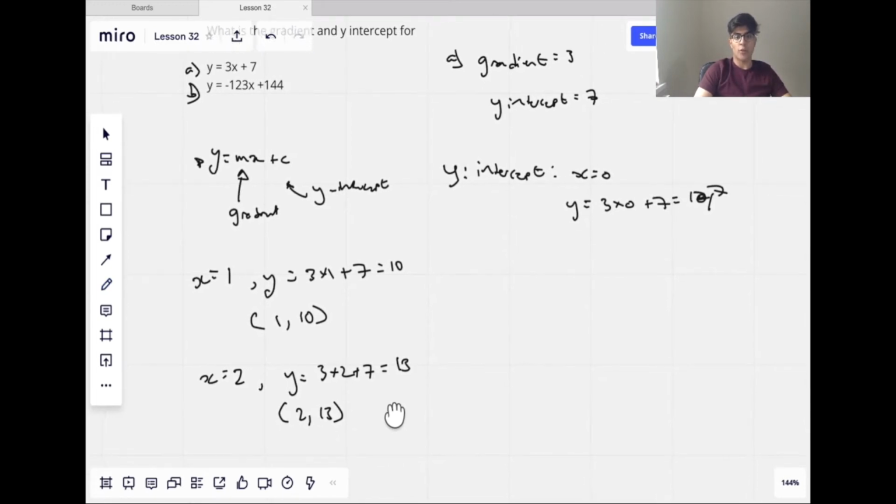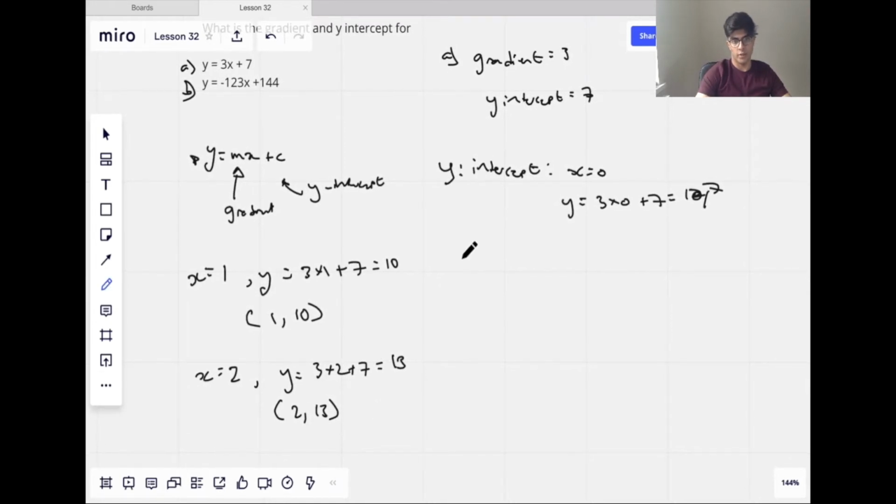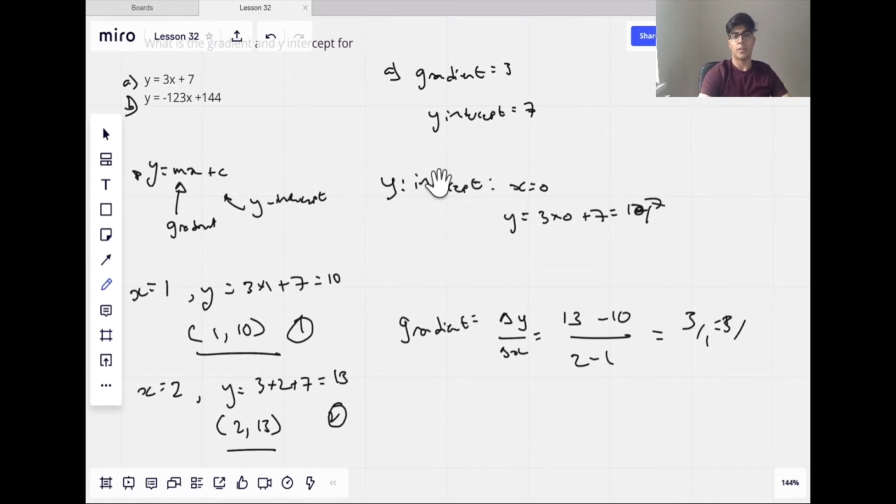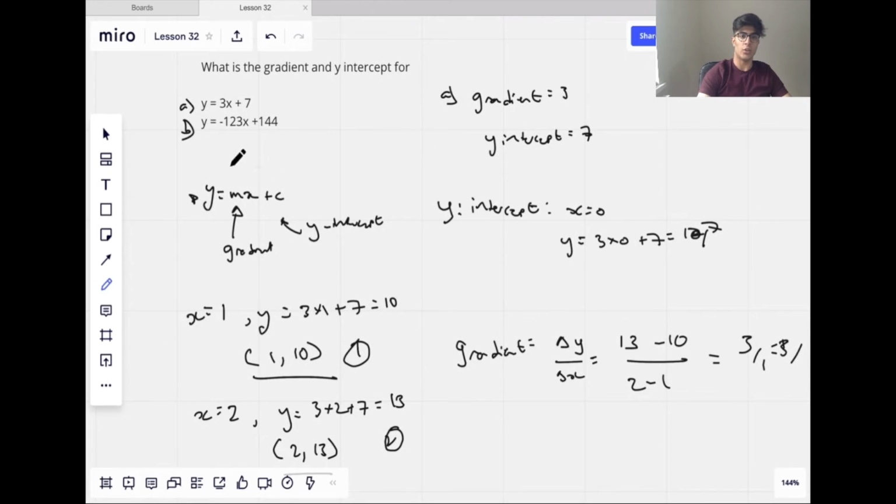Now if we want to find, say, the gradient, we found 2 points on that line, and we can say gradient is equal to change in y over change in x. So we can say this is 2, this is 1. We do 13 minus 10 over 2 minus 1, which is 3 over 1, which is just 3, as we had before.